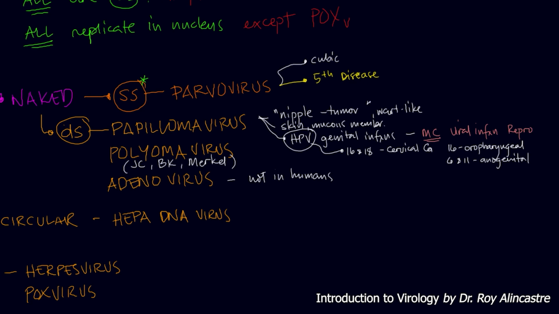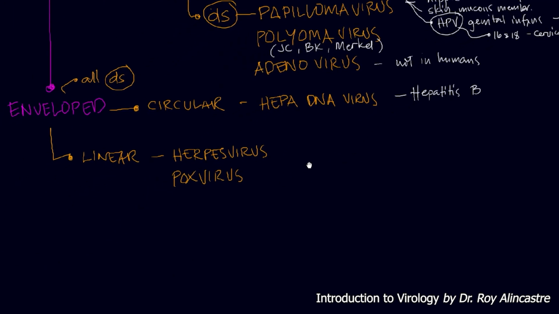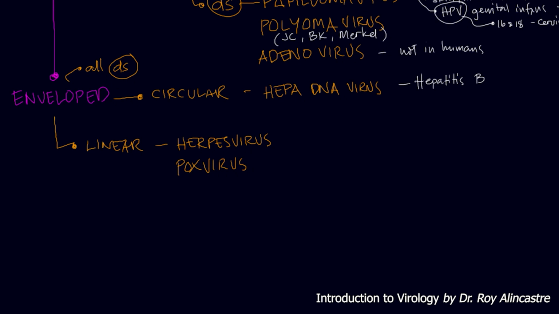Now let's talk about the enveloped circular and linear DNA. For circular DNA, we have the HEPA DNA viruses, which cause hepatitis B. And then we also have linear enveloped DNA viruses. You have the herpesviridae. The name refers to the Latin herpes, meaning to creep, describing the spreading nature of skin lesions caused by these viruses.